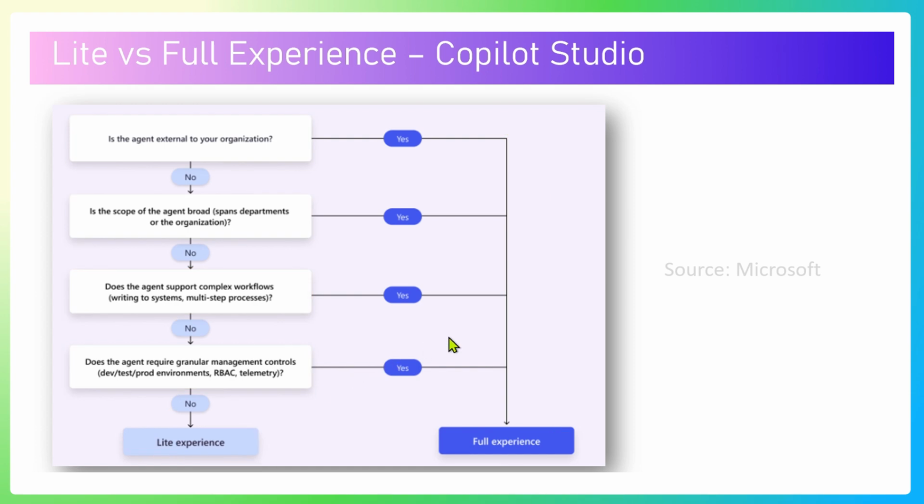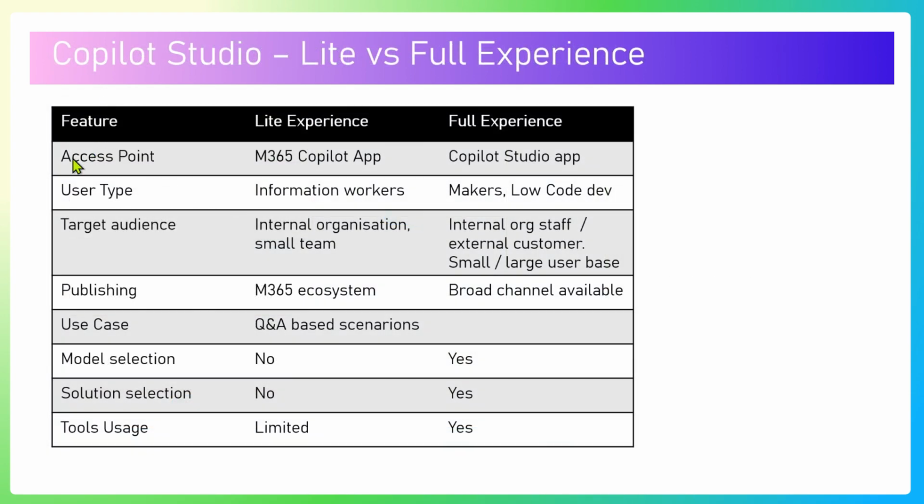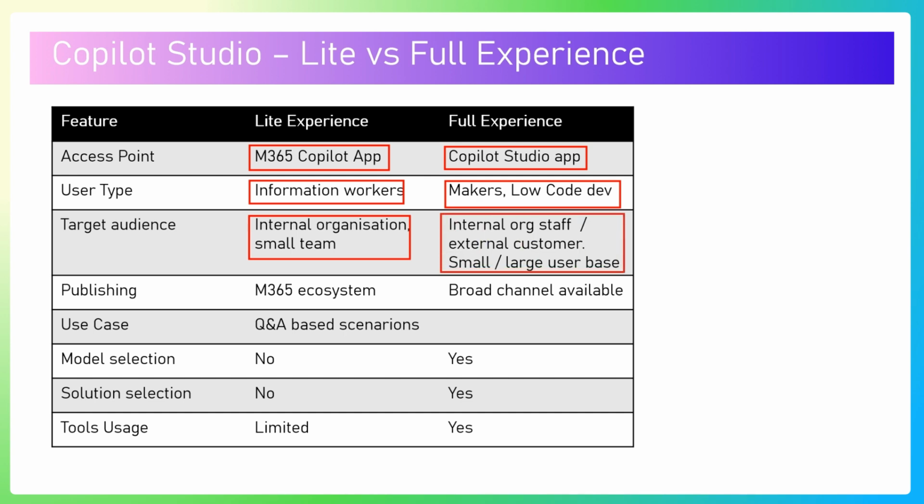Now, I've just done a simple comparison. Access point: how do you access the light experience? Using the M365 Copilot app. The full experience is the Copilot Studio app. For user type, it is basically an information worker for the light experience, and makers and low-code developers for the full experience. Now, target audience: who is going to consume the agent? In the light experience, the internal organization or a small team, but in the full experience, internal organization staff, external customers, or a small or large user base.